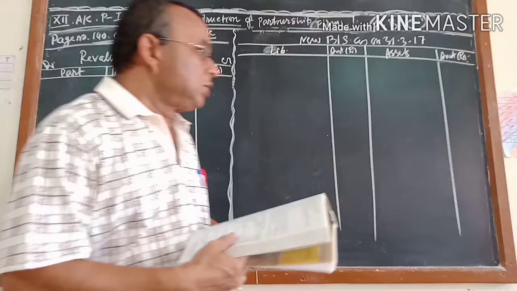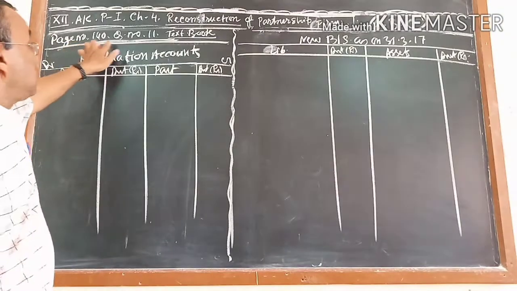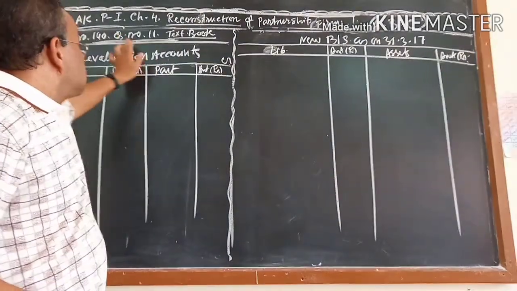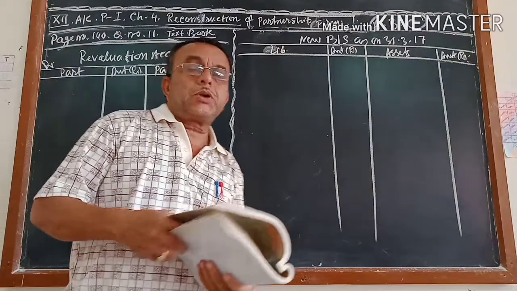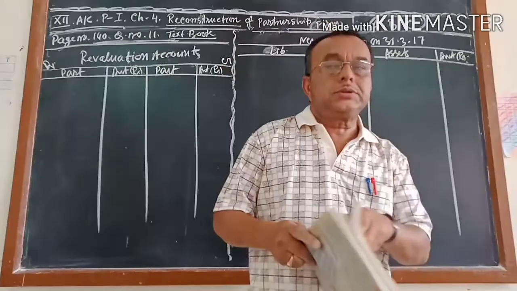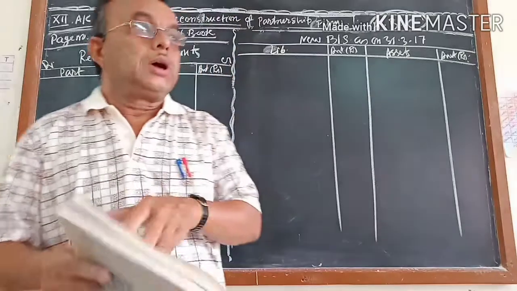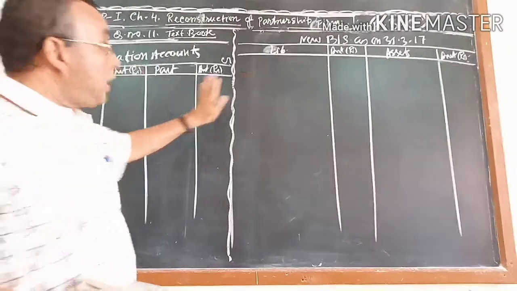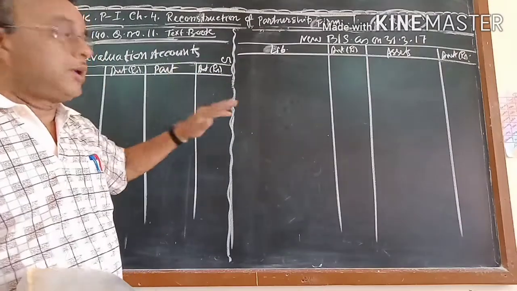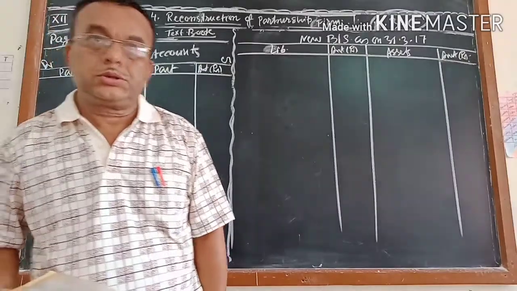Here I will do it, you try to understand. This is page number 140, question number 11 of your textbook. Let me read the question. After that, I will tell you how to do it. I will do the revaluation account and the new balance sheet, and after changing the assets and liabilities from the old balance sheet, what amount you are going to write in your new balance sheet. That also.